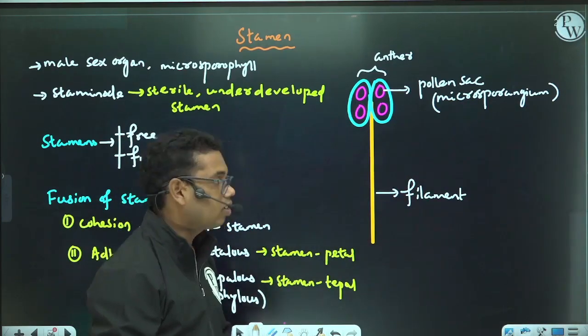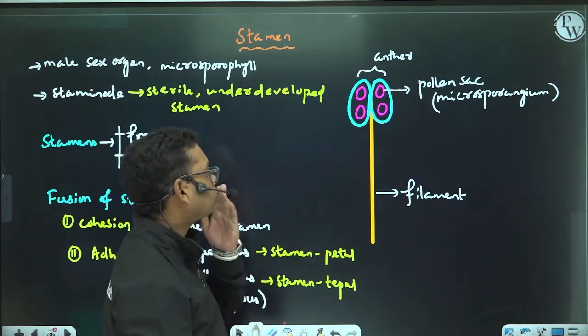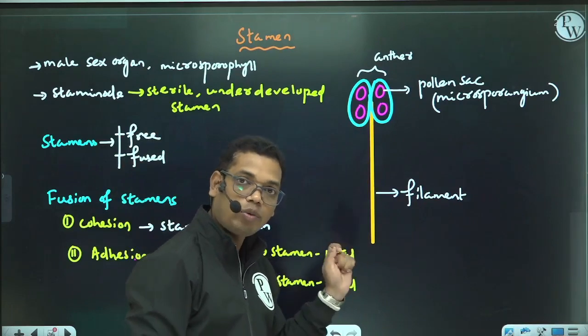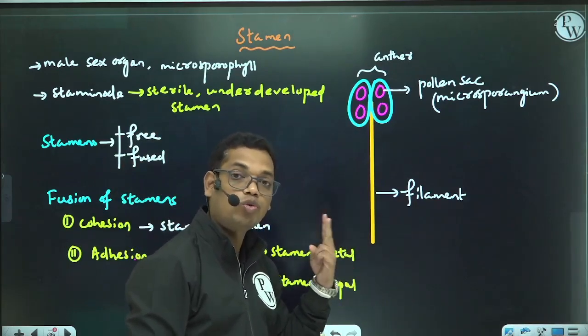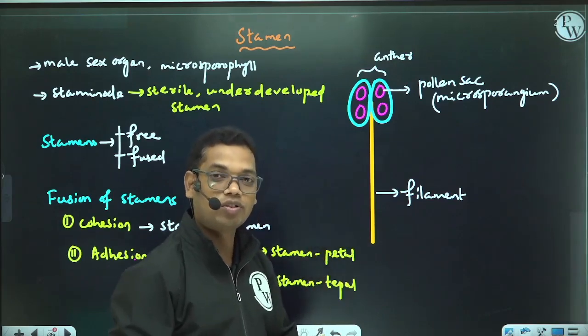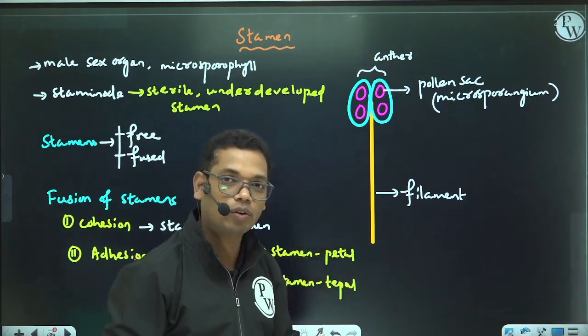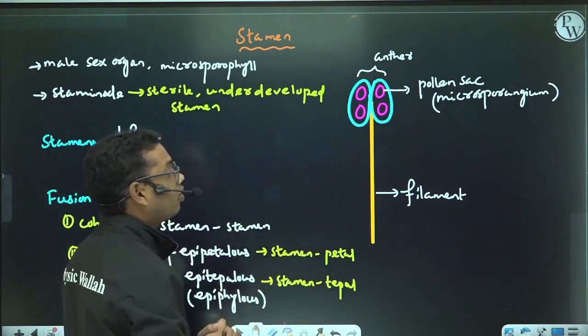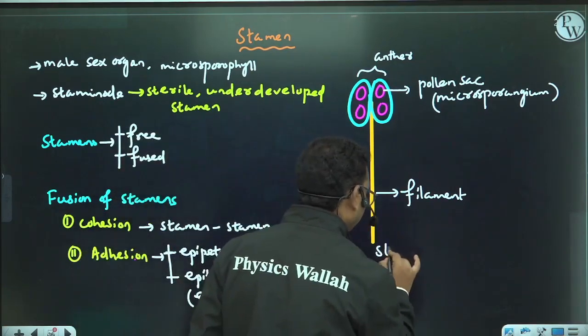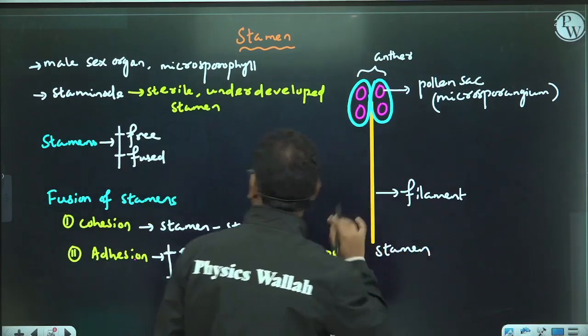But in some cases, only one lobe will be there. If one lobe is there, that means there will be two pollen sacs or two microsporangia, and such a condition will be called bisporangiate. So this is the structure of the stamen.